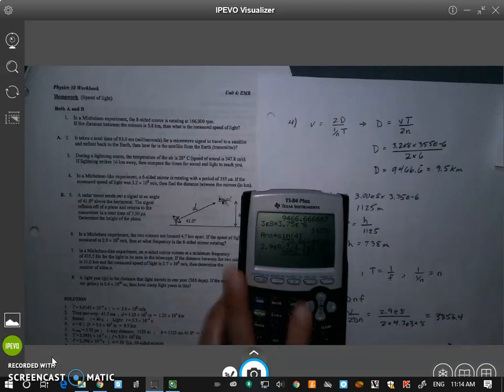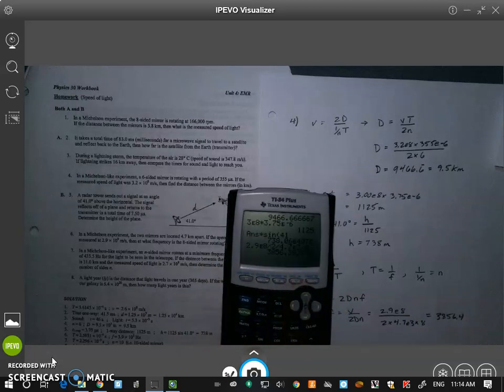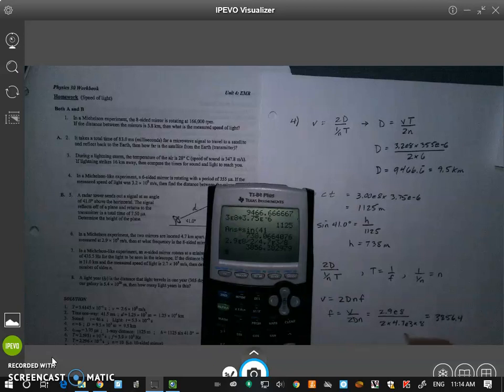3856.4. And so what do we have here for an answer here? 3.9 times 10 to the third hertz.